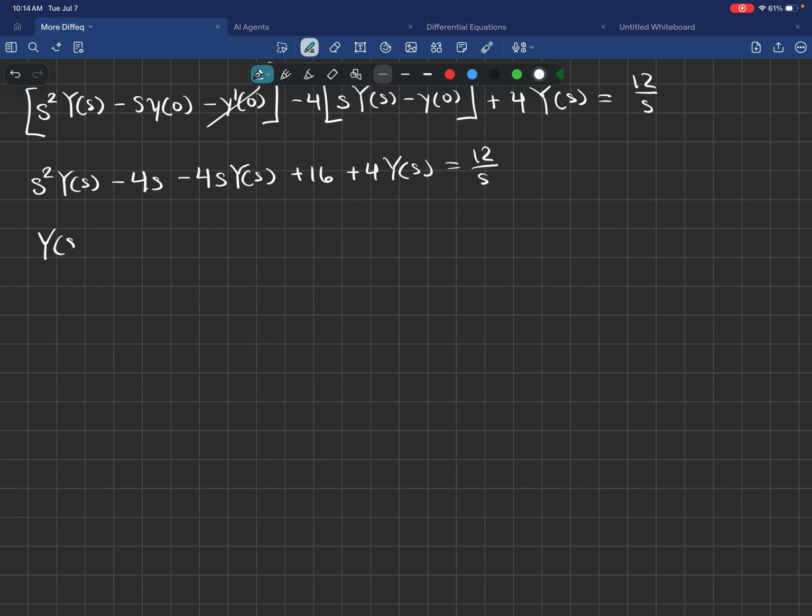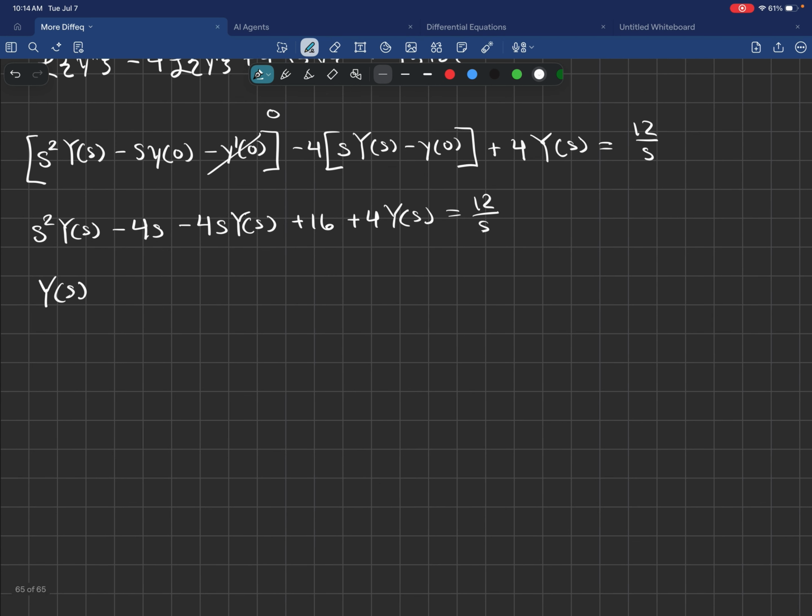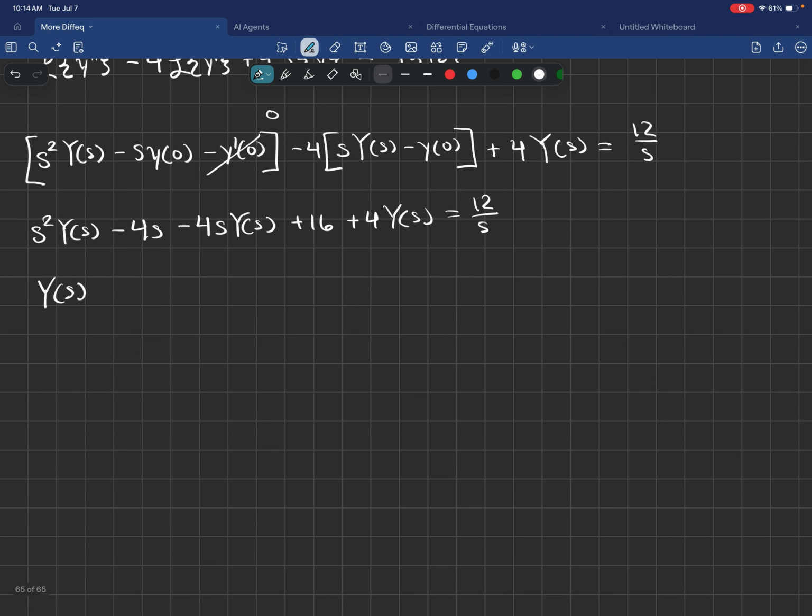So if we start with our Y of s, we're going to take this. So we have an s squared, a minus 4s, and a 4. So in this parentheses, we have s squared minus 4s plus 4. And then we're just going to move this 4s and this 16 over the side. 12 over s plus 4s minus 16.